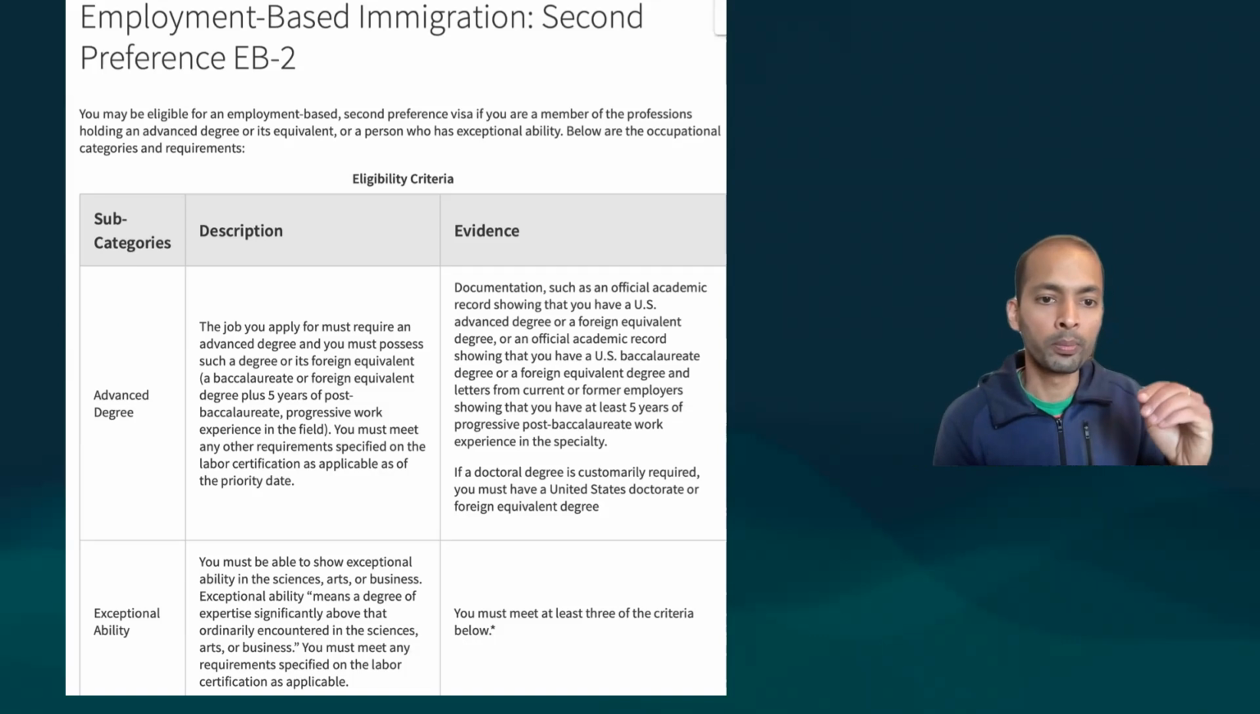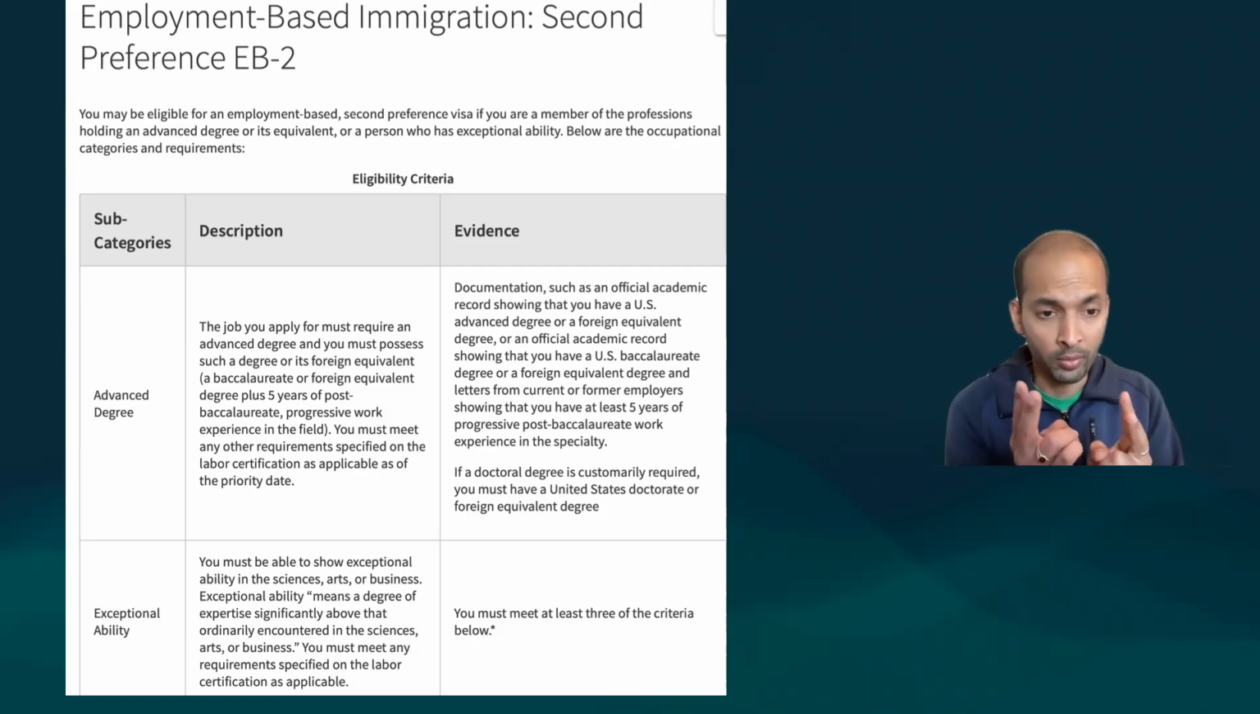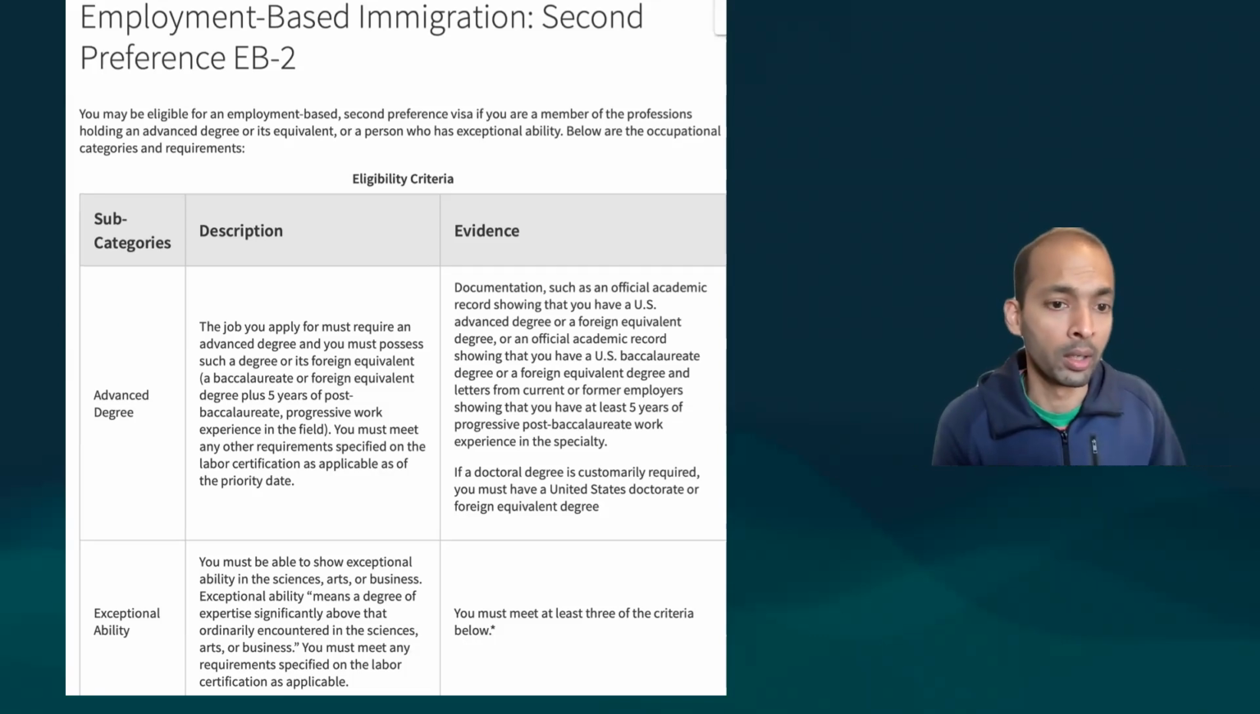Okay, so that's where you need to go into travel.state.gov and look at your visa bulletin and figure out whether your country is one of the countries where there's a lot of backlog or not. So two kinds of application categories.